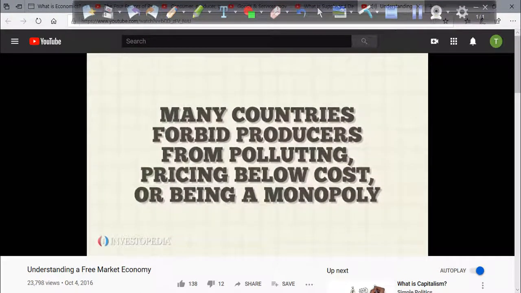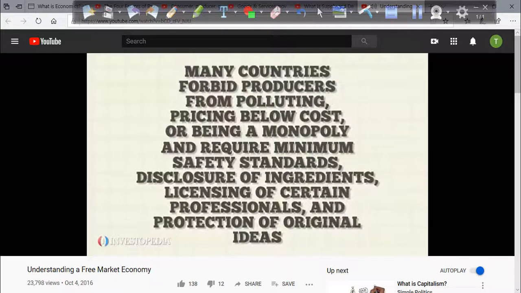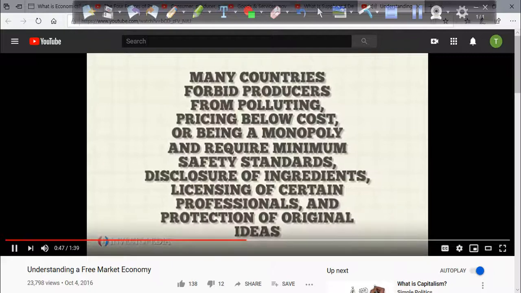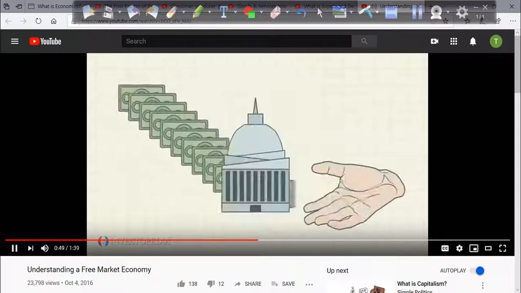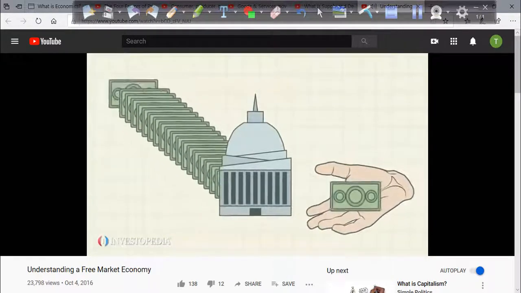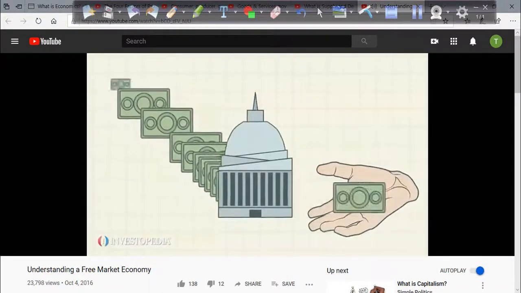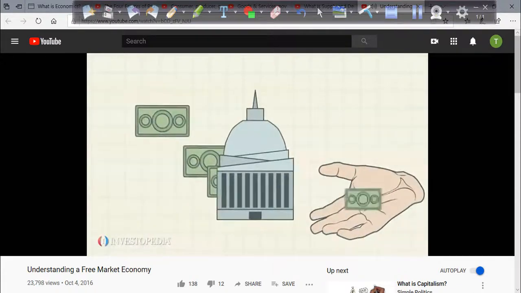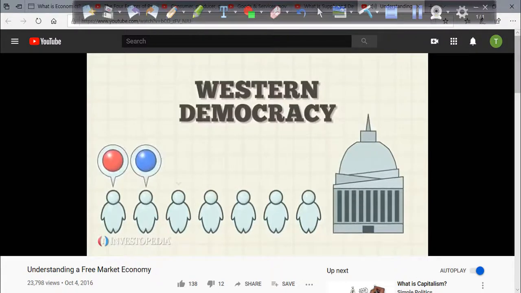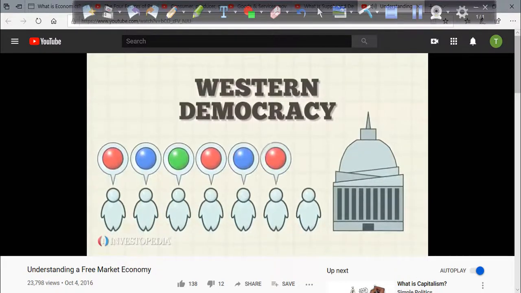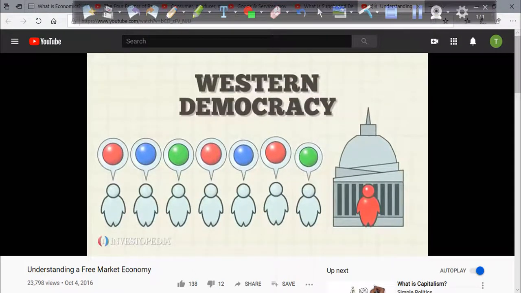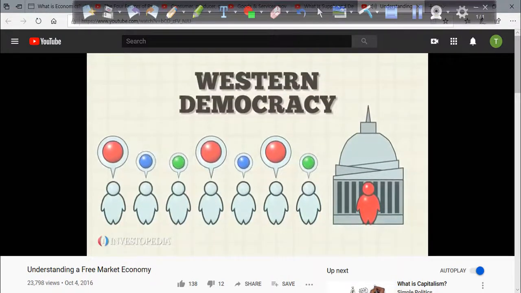In addition, they often require minimum safety standards, disclosure of ingredients, licensing of certain professionals, and protection of original ideas, to name just a few. Many governments also control money supply to minimize the negative effects of natural economic expansion and contraction. Free market can also be more of a subjective term. In Western democracies, governments that are elected by citizens pass regulations. Therefore, these regulations protect a majority of citizens and reflect their values. These markets feel free to most of the citizens, even when they are highly regulated.